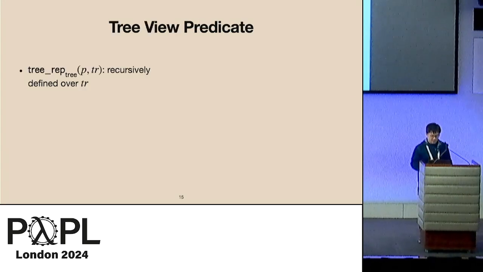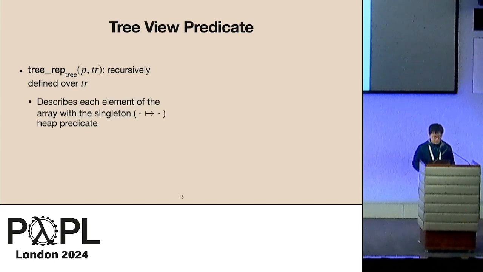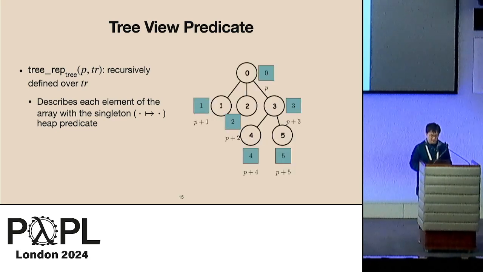The tree view predicate is recursively defined on the tree structure. As defined earlier, the array view predicate consists of a heap predicate for the array itself and also a pure proposition for describing the content of the array. Here, in contrast, for the tree view predicate, we don't include any pure proposition. Instead, the tree view predicate directly describes each element of the array by using the singleton heap predicate. This can be visually depicted like this.